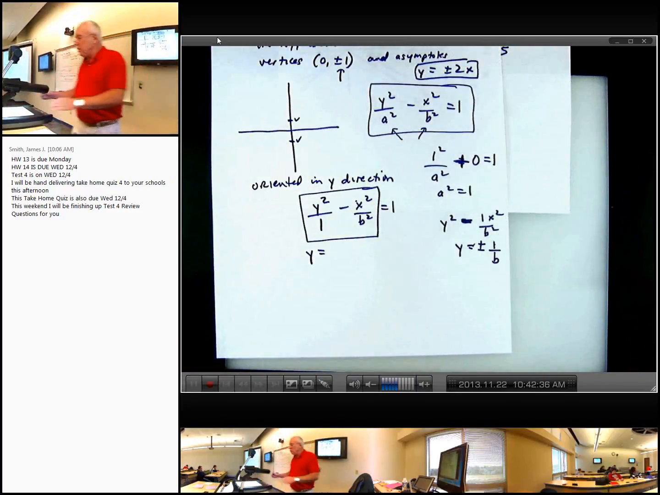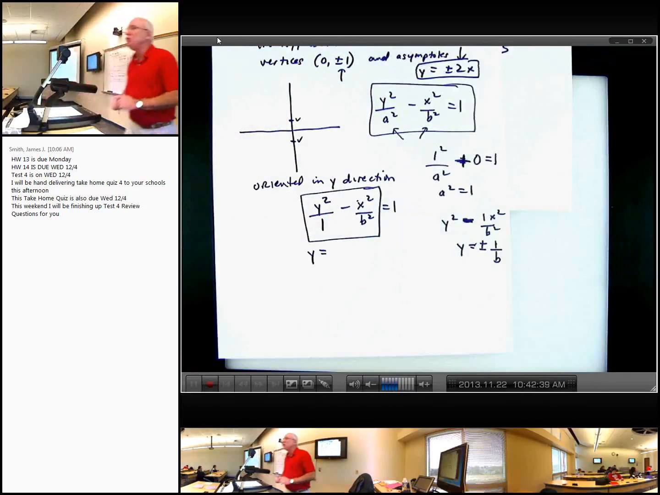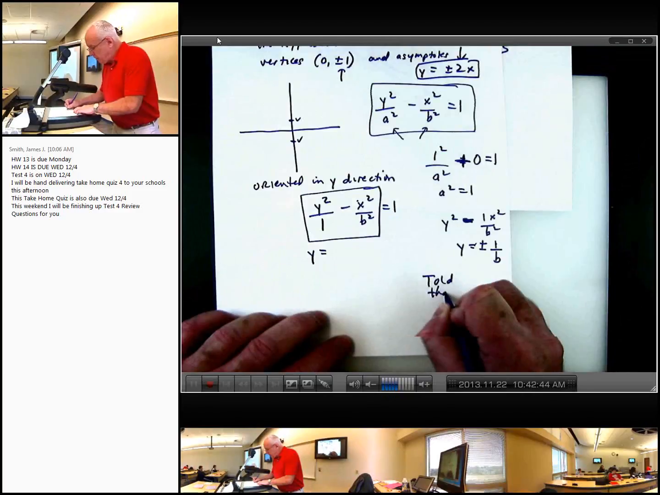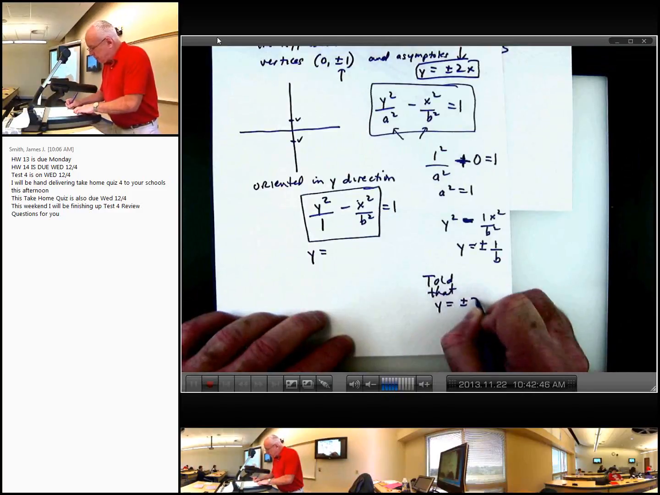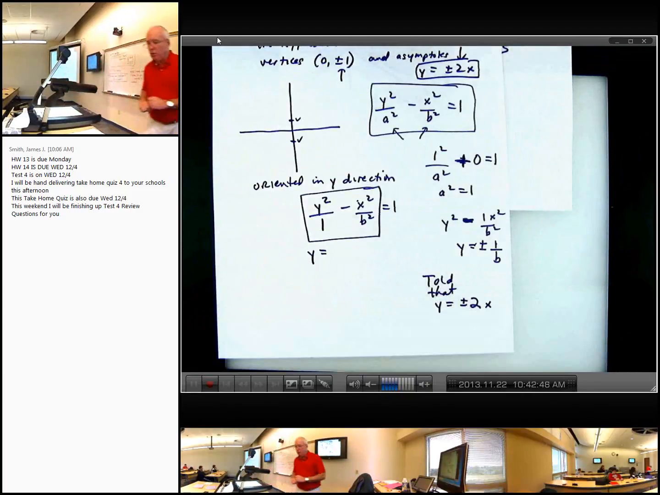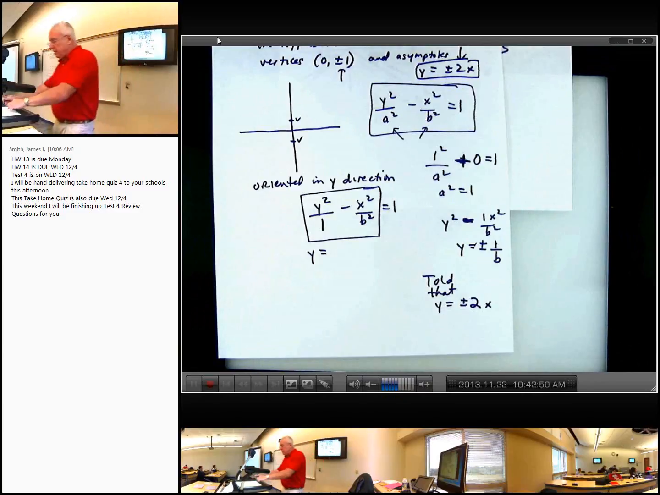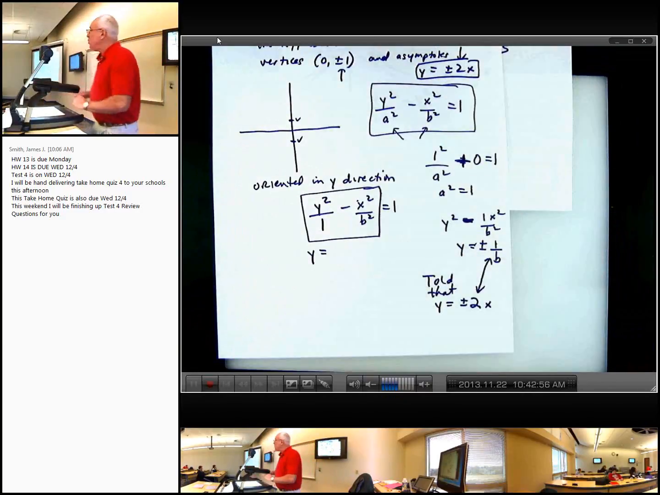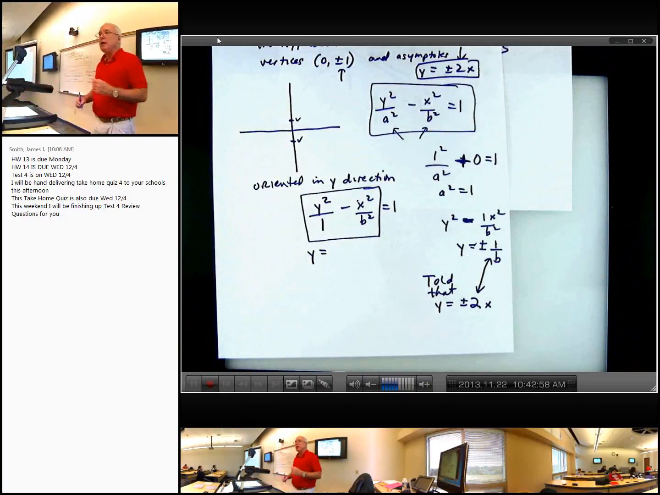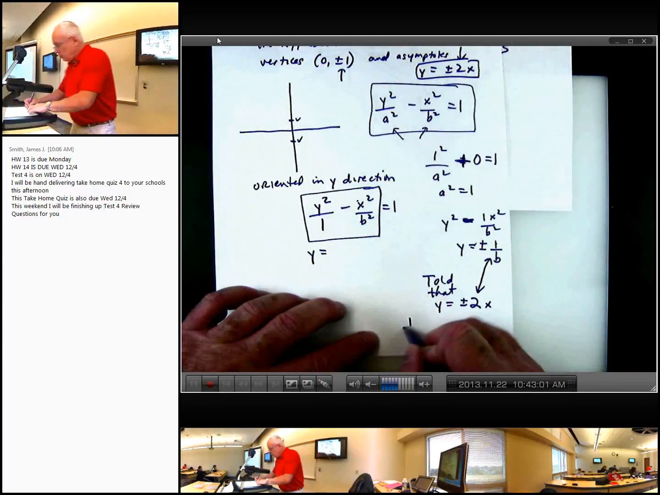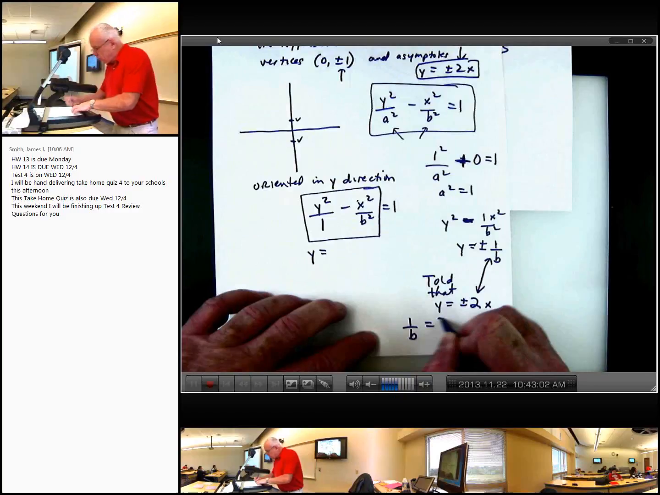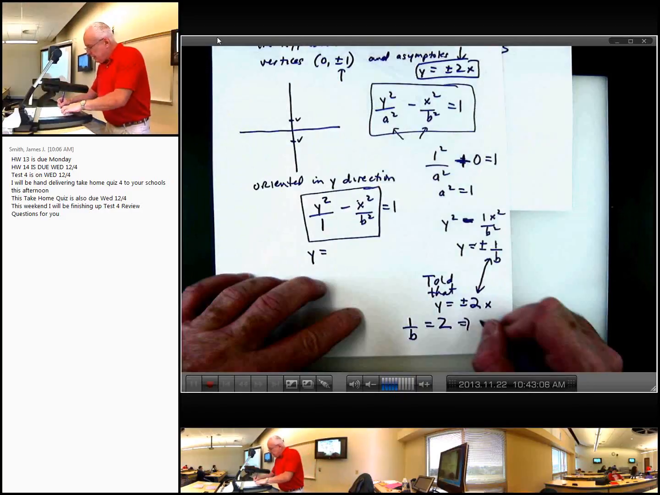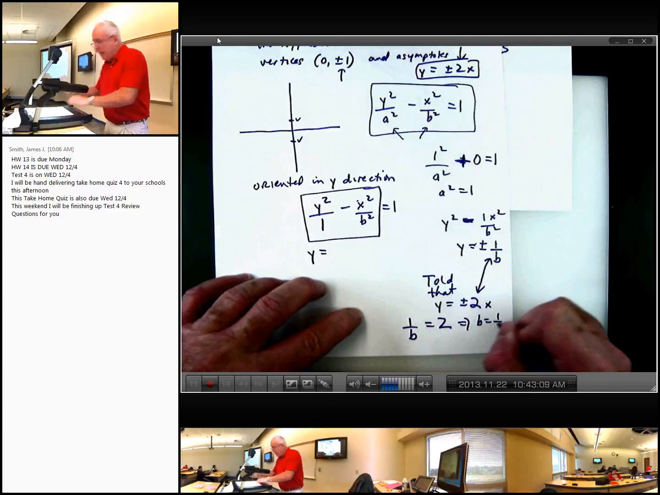But I'm told what that is. I'm told that it's 2. I'm told that y is equal to plus or minus 2 times x, all right? Therefore, I can figure out what b is. 1 over b has to equal the 2 that's in my asymptote. 1 over b has to equal 2. Therefore, when I cross multiply, I end up getting that b is equal to 1/2.